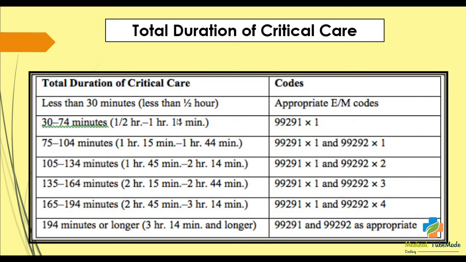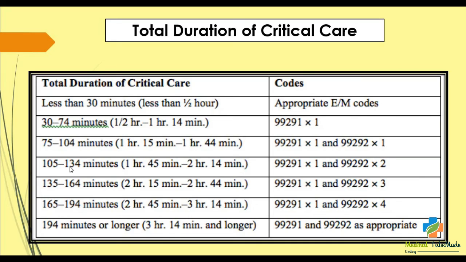In the next line you can find 30 to 74 minutes. If the critical time comes under 30 to 74 minutes, then we should use 99291 times 1, meaning 1 unit only. If our critical time is coming in between 75 to 104 minutes, then we should use 99291 with 1 unit and 99292 with 1 unit.